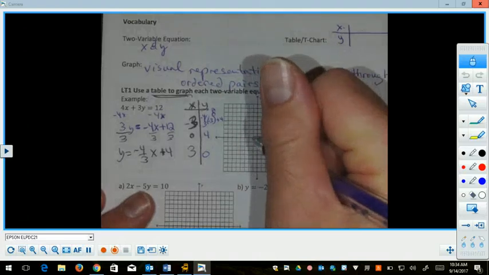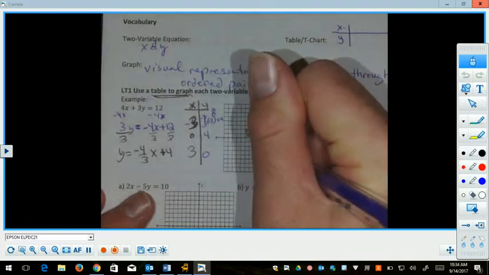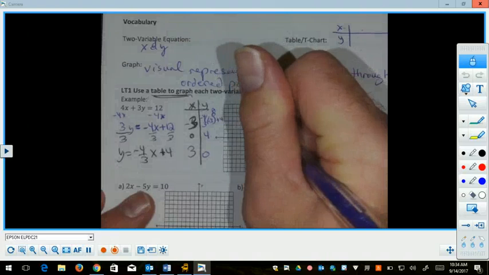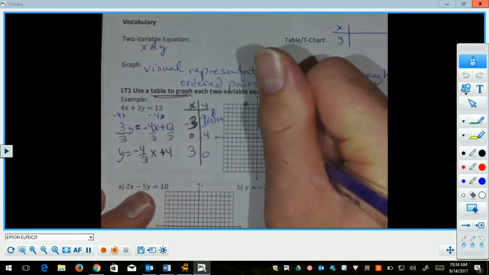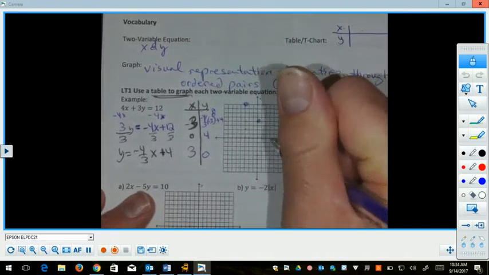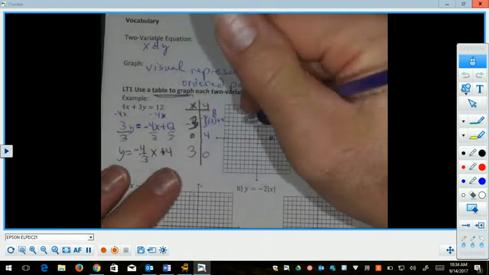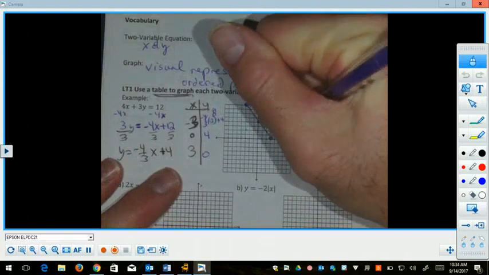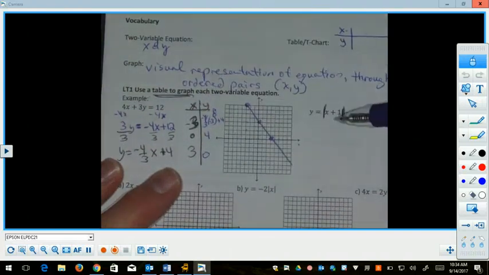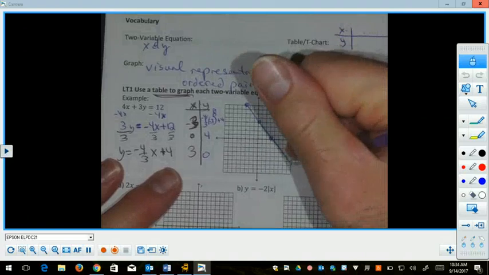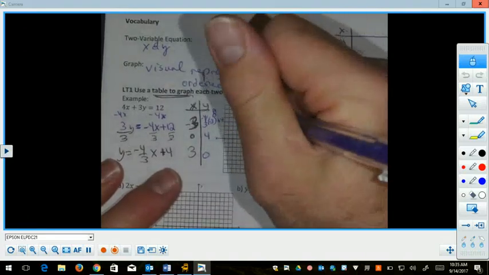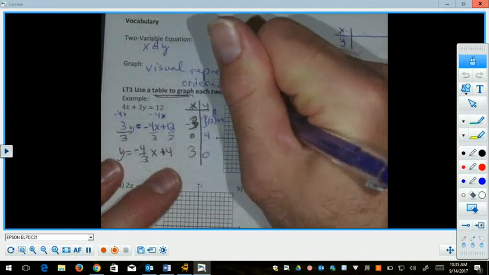So my 3 points are negative 3, 8, 0, 4, and 3, 0. And then I just connect them with a line. Now this line doesn't stop where my graph ends, so I have to draw an arrow indicating that the line extends beyond that in both directions.